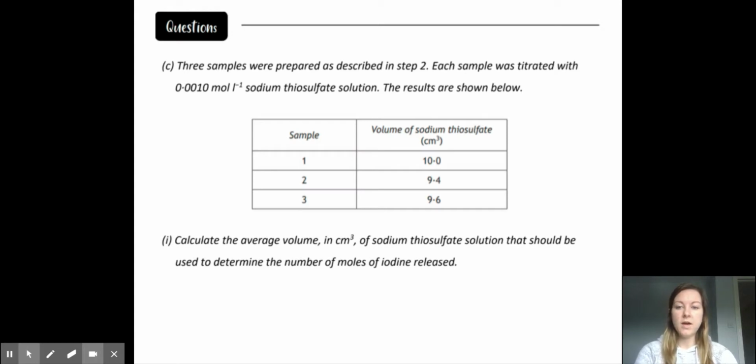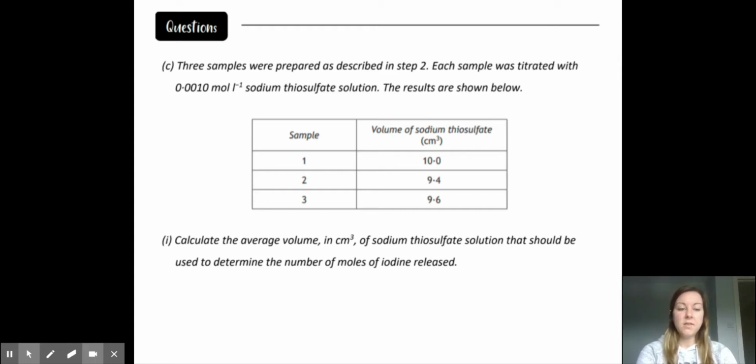So see, we have 3 samples were prepared as described in step 2. Each sample was titrated with 0.001 moles per litre sodium thiosulfate solution, and the results are shown below. So we have a table here with our results in it, 3 samples and the volume of sodium thiosulfate. It's asking us to calculate the average volume in centimetres cubed of sodium thiosulfate solution that should be used to determine the number of moles of iodine released.